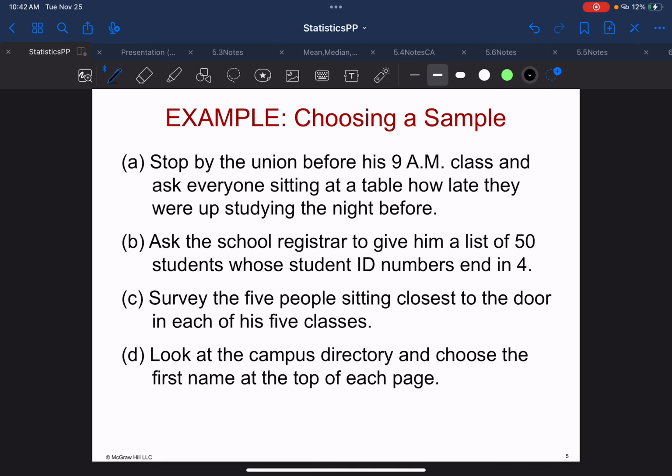So the first type of sampling he is doing for A is he stops by the Union before his 9 a.m. class and asks everyone sitting at a table how late they were up studying the night before. So he's just walking into the school before his 9 a.m. class. He stops by the Union, and then he asks everyone sitting at a table how late they were studying the night before.